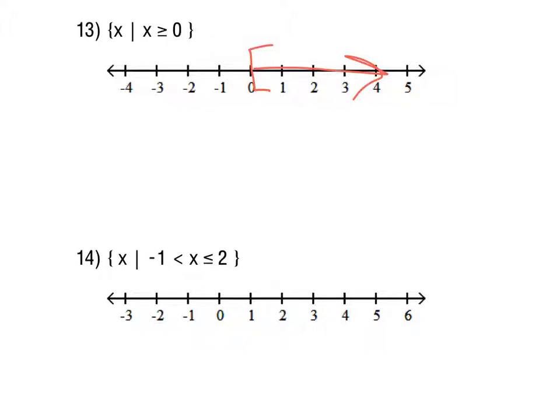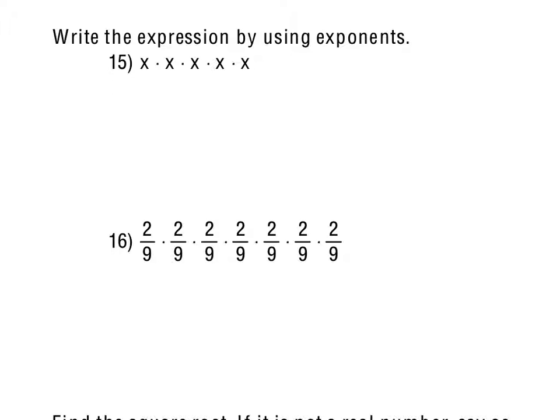And then 14 is that three-part inequality, so we have a parenthesis at negative 1. And a bracket at positive 2, and then it's the stuff in between there, so from negative 1 to positive 2. 15, there's just 5 x's there, so we just write that as x to the 5th power. 16, we do need parentheses around the 2/9, and there's 7 of those.